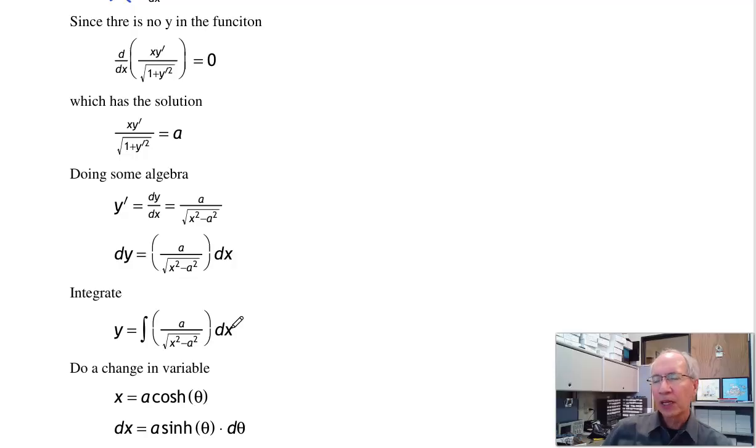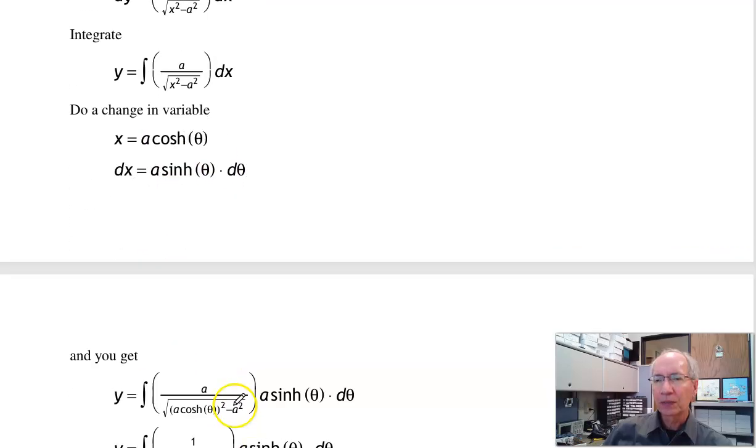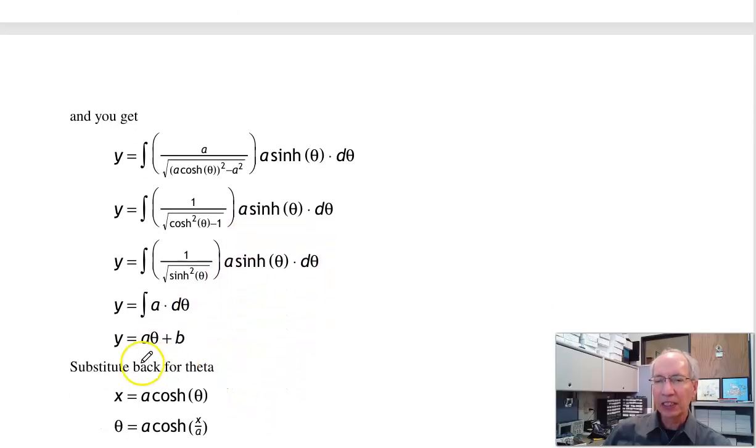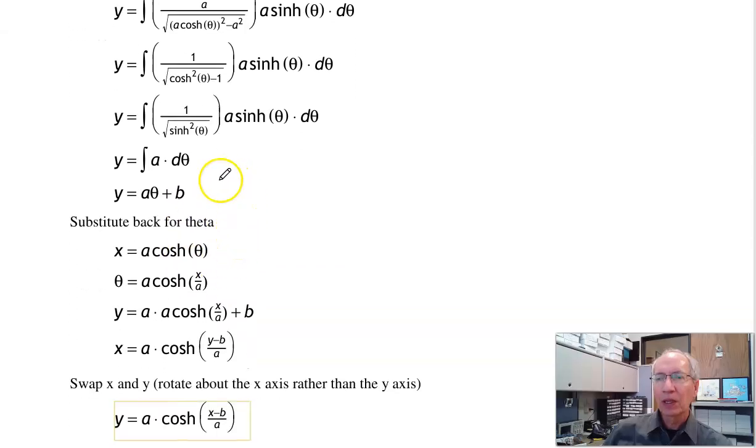A couple ways to solve. If I do a change in variable, let x be a cosh theta, then dx is a sinh theta d theta. Substitute for x, pull out the a, cosh squared minus 1 is sinh squared, the square root gives you sinh, the sinh cancel, and I get the integral of a d theta, or y is a theta plus b. Recalling that x is a cosh theta, theta is arc cosh of x over a. Y is a times that.